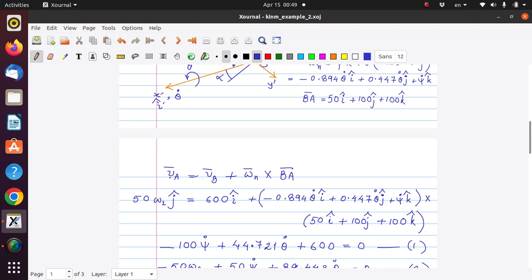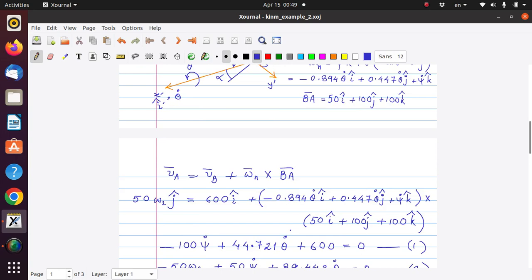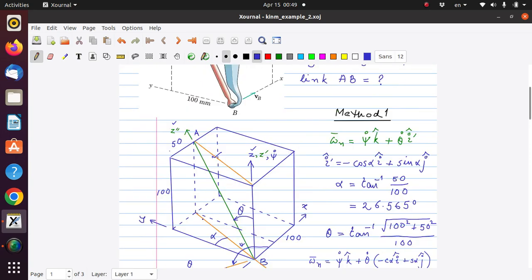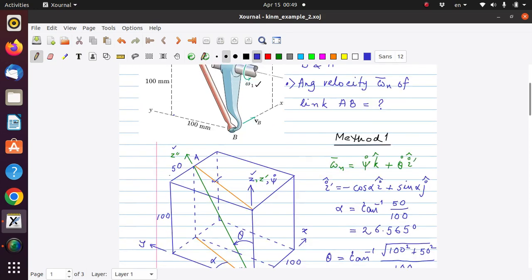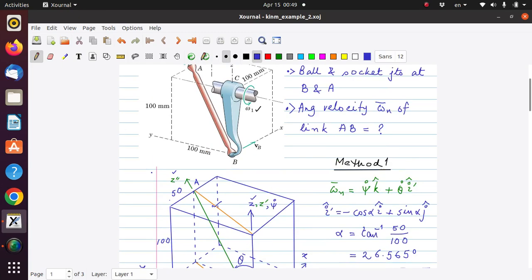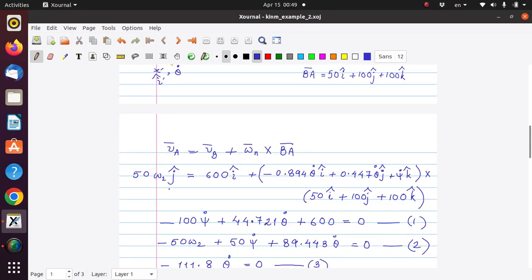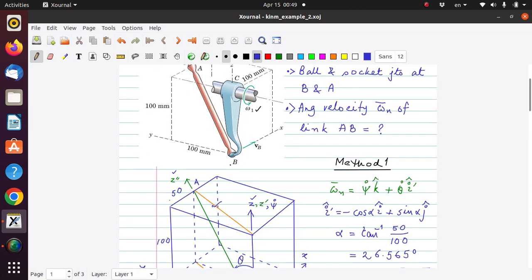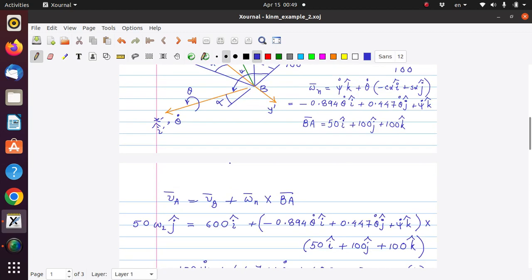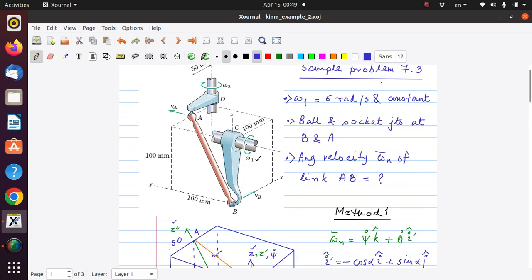So VA equals VB plus omega cross of the link cross BA, and VA is 50 omega 2 because 50 is the length of the crank and omega 2 is the angular velocity. So VA is 50 omega 2 and it is in the positive J direction. So 50 omega 2 J is equal to 600I. VA is 600I because VB is 600I. VB is 600I because this is 6 into 100.